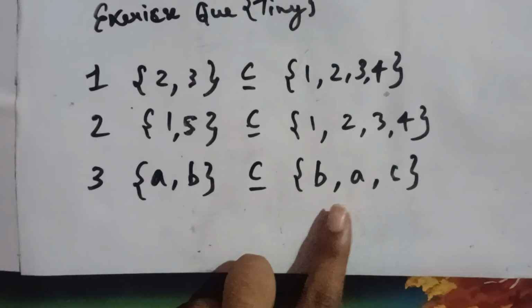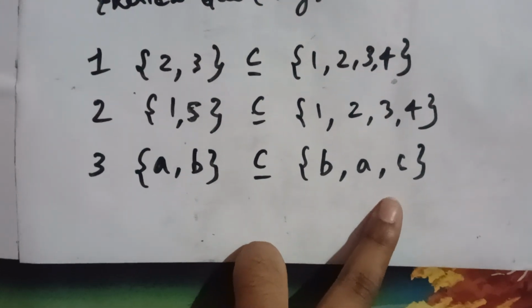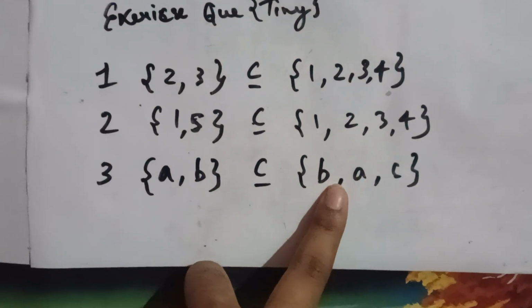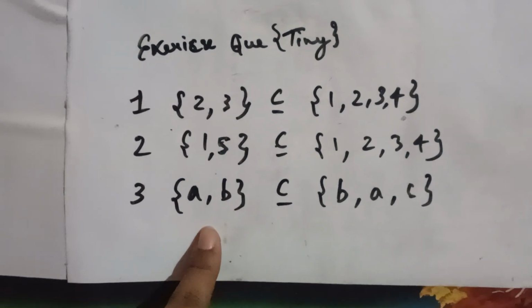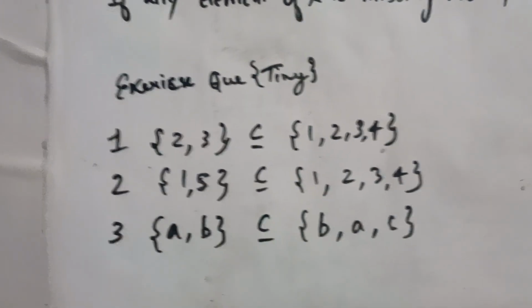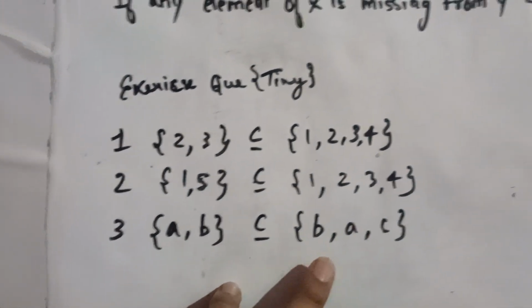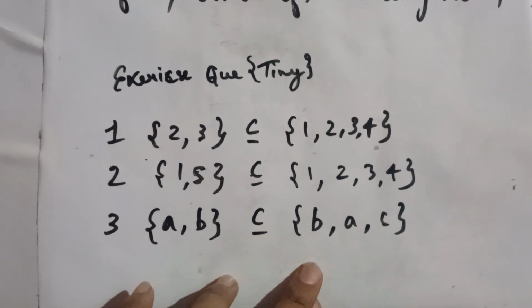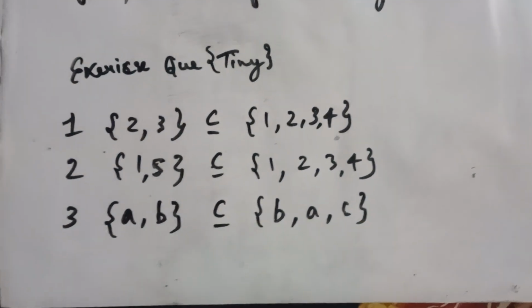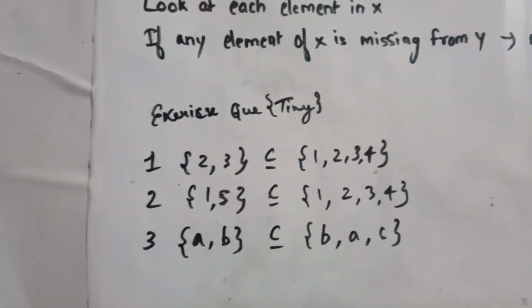Same for the letter subset A, B. Is A, B here? Right. B, A, so B is there, right? A also is there, so this is a subset. This is true. One thing we remember, that order doesn't matter, so A, B, C, B, A, C or C, B, A, order really doesn't matter in sets.